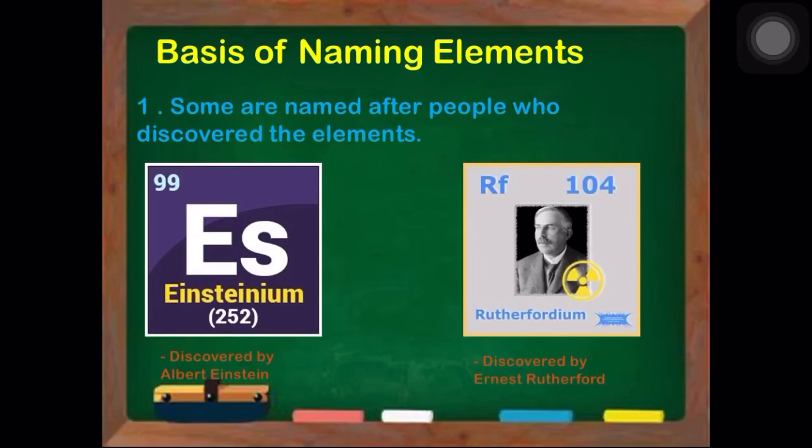Some are named after the people who discovered the elements. For example, Einsteinium. It was named after Albert Einstein. He is known as the father of modern physics. Another example is Rutherfordium. It was named after Ernest Rutherford. He postulated the nuclear structure of the atom.